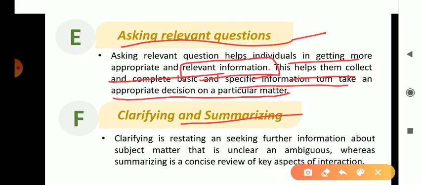Clarifying is restating and seeking further information about subject matter that is unclear and ambiguous. It means clarifying the doubts: if any person has doubts during the conversation about the subject matter, that will be restated and further information will be given in the clarification. If there is anything unclear or ambiguous, meaning confusing, in the message, which is not clear to the next person, that will be clarified.